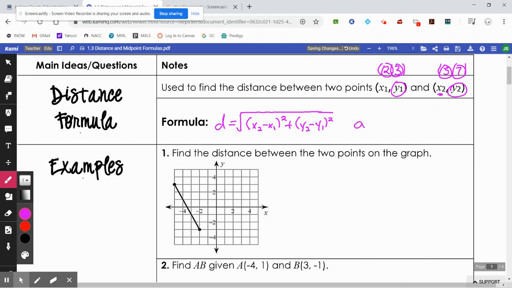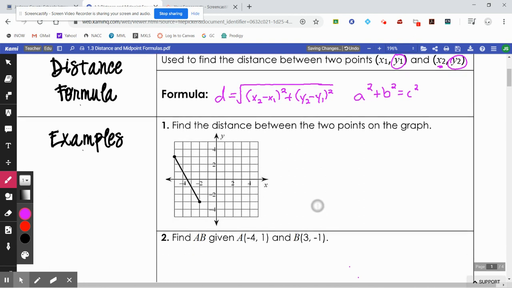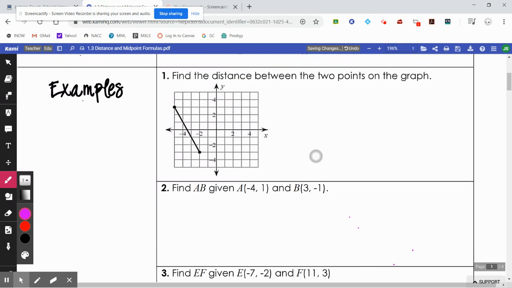We'll also look at a shortcut that I like actually better. We can actually use what we refer to as the Pythagorean theorem to also find the distance between 2 points, and I prefer that method so much more. And I'll show you both ways, and you can pick whichever method that you like best.